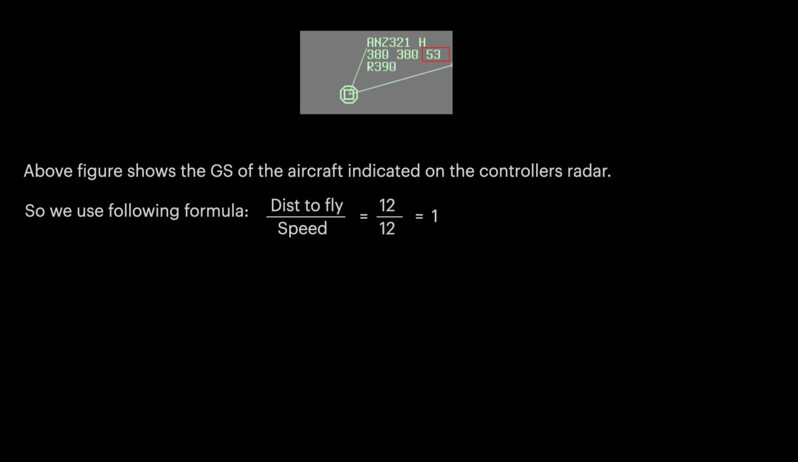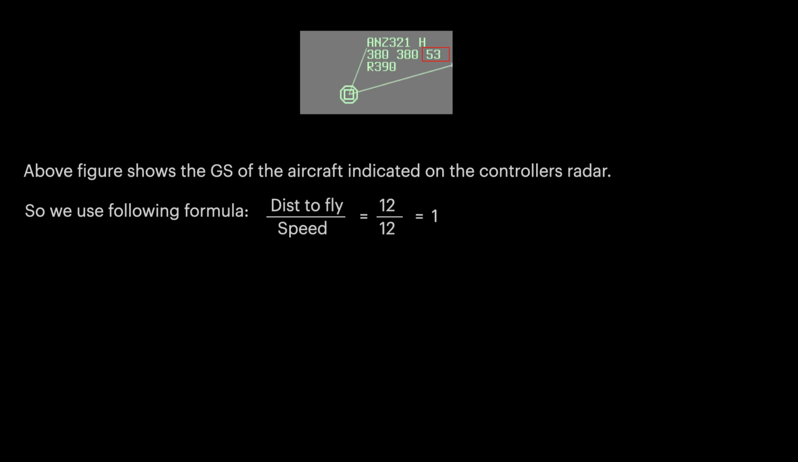Okay, before I get on to the maths, this is just a typical data tag, and the figure you can see on the right hand side, that's your ground speed. So when you're doing your calculations, you use that figure. Like I said, that's the ground speed of the aircraft indicated on the controller's radar.